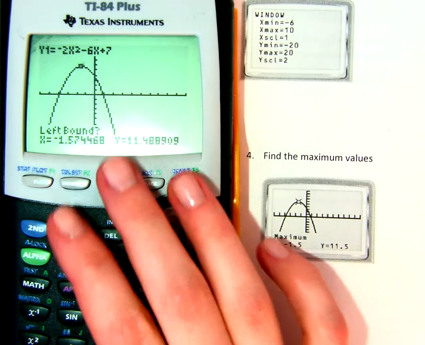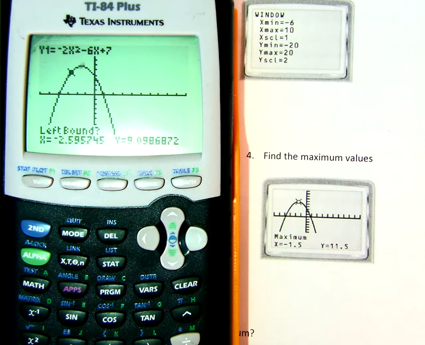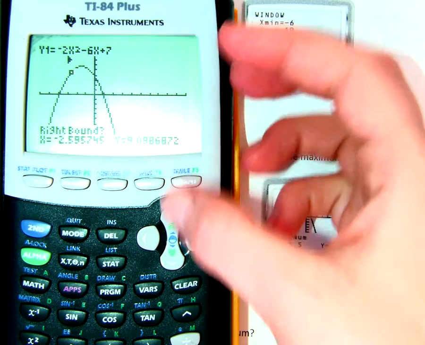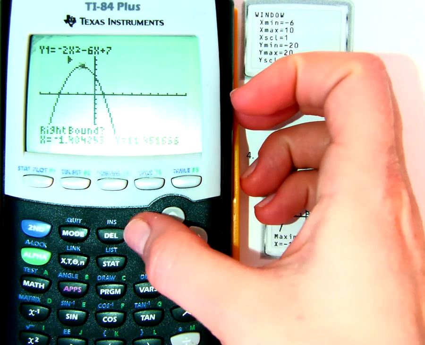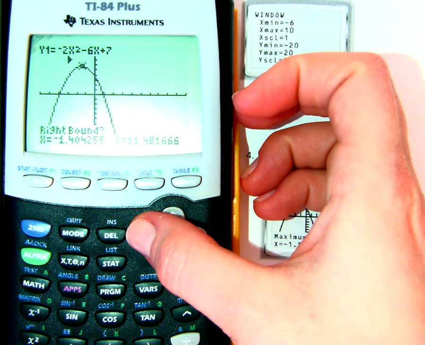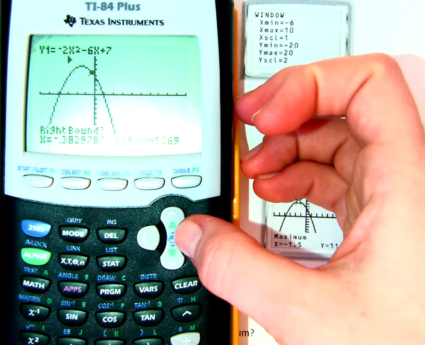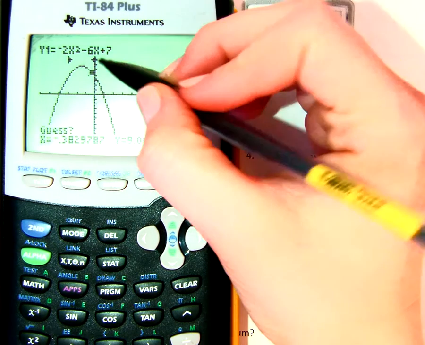So what it's asking me is to go a little bit to the left of that. So a little to the left, hit enter. Now right bound. Again, it means to the right of this point that I'm looking for. So I would scroll back to the point. It just gives us a frame of reference. Now, this is the point that I want to find. I just need to be a little bit to the right of it. Hit enter again. Do we see these little arrows that popped up?